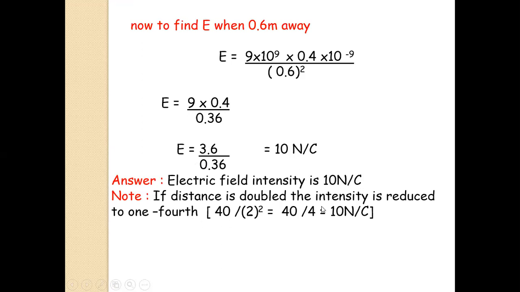This means if the distance is doubled, the intensity is reduced to one fourth, because E is inversely proportional to the square of distance. If distance is doubled, the double squared, 2 square, is equal to 4. It means that the intensity is reduced to one fourth. Initially the intensity was 40. If the distance is doubled, 40 divided by 4 is equal to 10 Newton per coulomb, which is verified. So this is how we are going to find the electric field intensity.